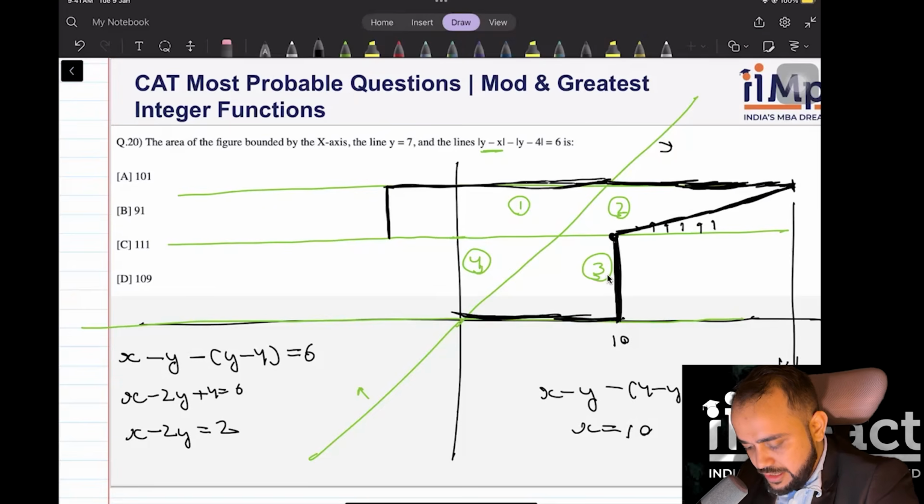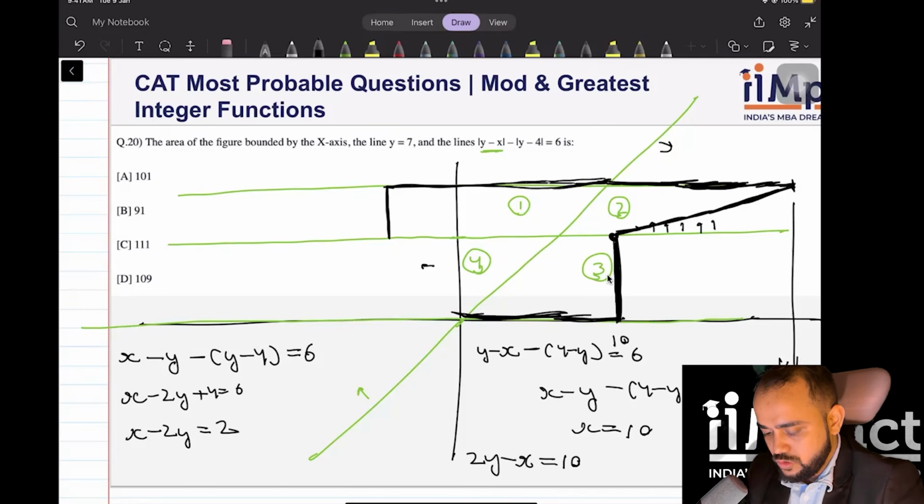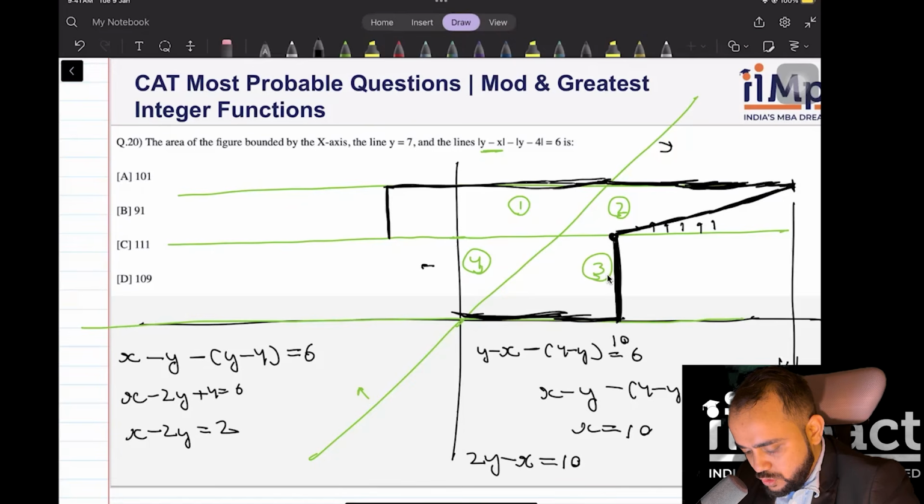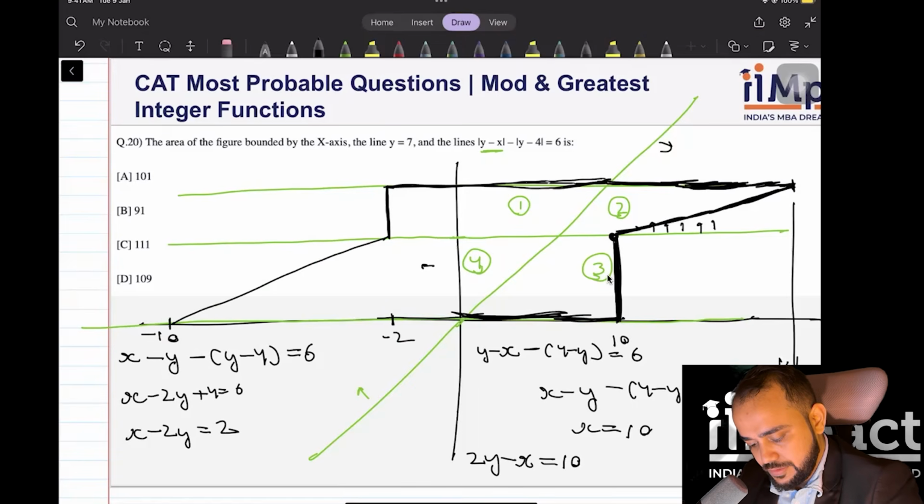Now all I need to find is the graph for region number 4, which is this region. So mod y minus x will open up as y minus x only, and y minus 4 will open up as 4 minus y, because it is below the y is equal to 4 line. So 4 minus y is equal to 6. So this will give me 2y minus x is equal to 10. So if I put y is equal to 0, I'll get x is equal to minus 10. So this is here, and this is minus 2. So this will go like this. So this is my shape.